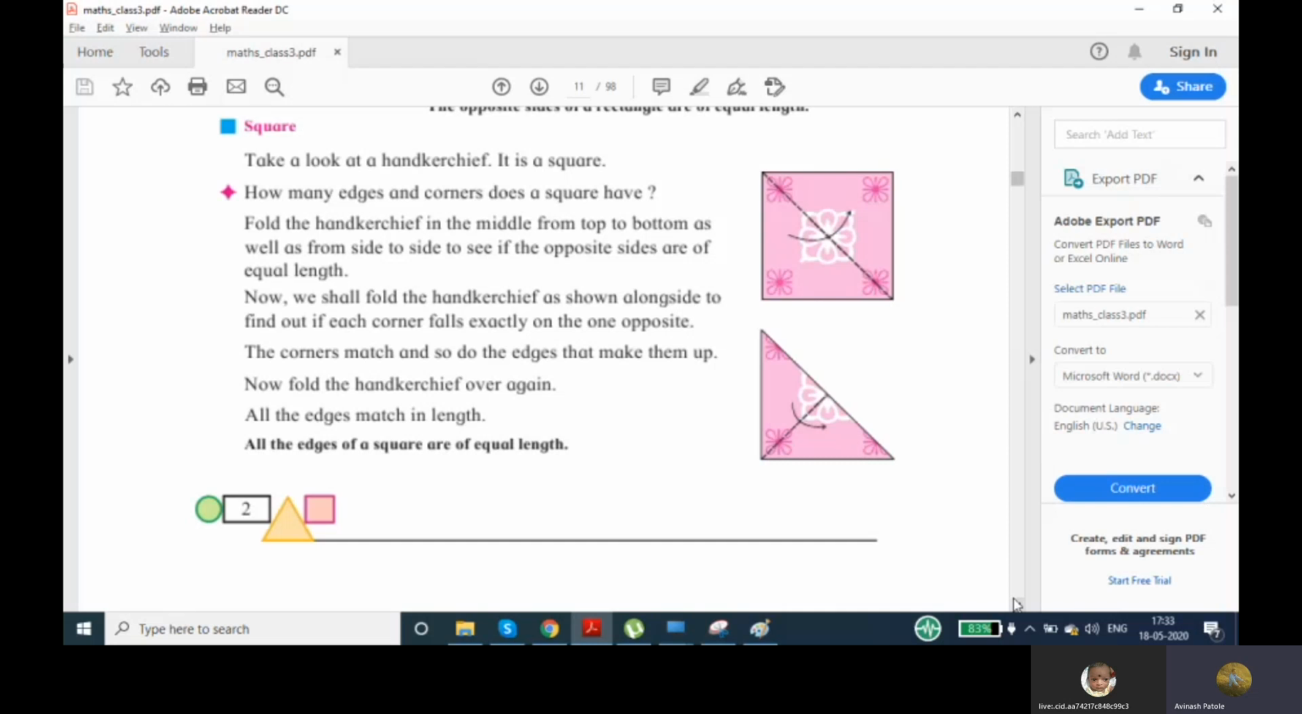Fold the handkerchief in the middle from top to bottom as well as from the side to see if opposite sides are of equal length. Now we shall fold the handkerchief as shown alongside to find out if each corner falls exactly on the opposite. The corners match and so do the edges that make them. Now fold the handkerchief over again. All the edges match in length. All the edges of a square are of equal length.